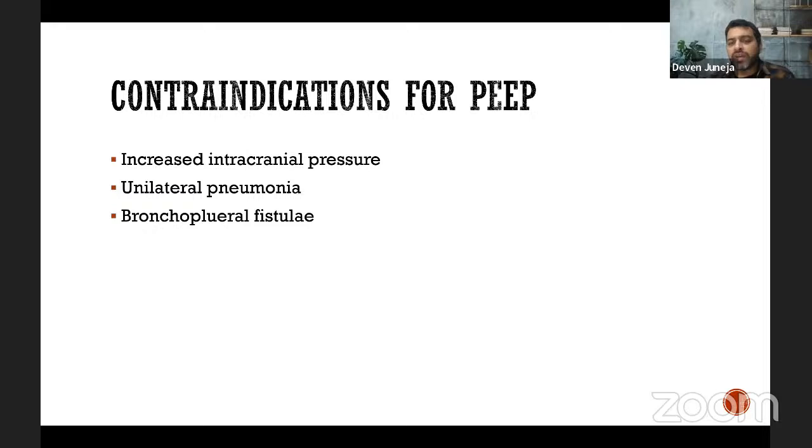But you also need to be aware that there can be complications associated with high PEEP, especially the risk of pneumothorax, or the risk of hypotension, because high pressures are being generated, and it can lead to hypotension. So these are few risk factors which you must keep in mind. Contraindications for PEEP are increased intracranial pressure, unilateral pneumonia, and bronchopleural fistula, because if you give high PEEP to patients who already have a bronchopleural fistula, it will delay the healing of the fistula and can be detrimental to patient outcomes.